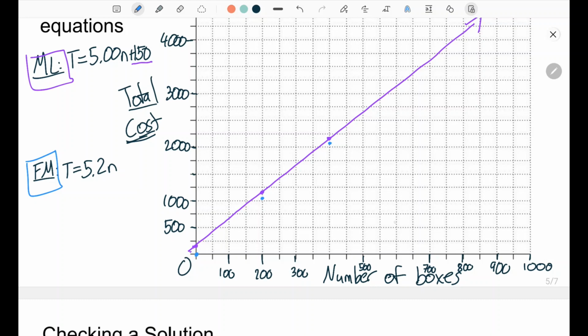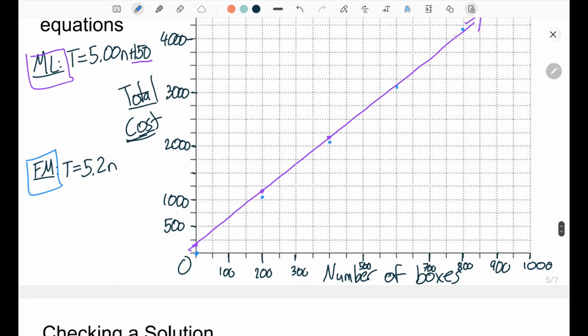And I'll just put down some other points. So when you get to 600, it's going to be 3,120. So getting even closer. And if you kept going, let's say the 800, it would actually get above. So let's draw our lines using that. So it is a little tricky. They are very close to each other, so this does make it tougher, but it can still give you an idea.